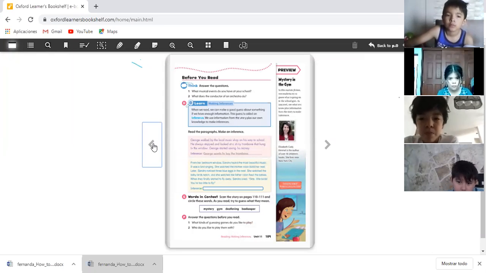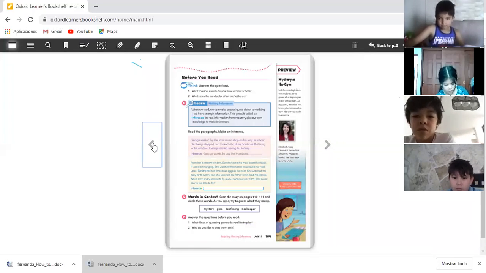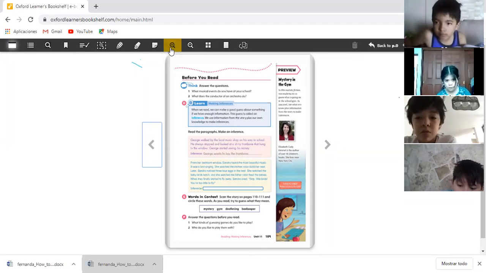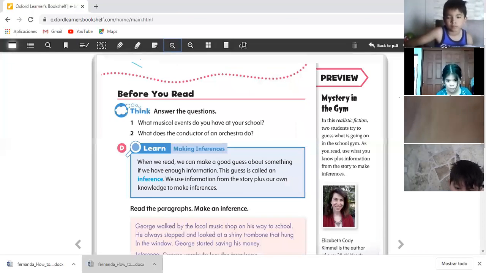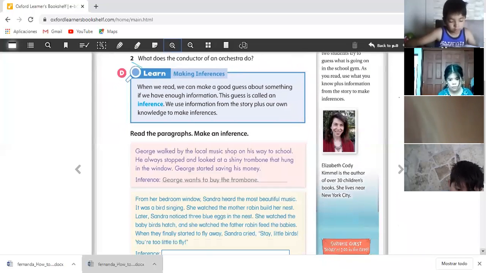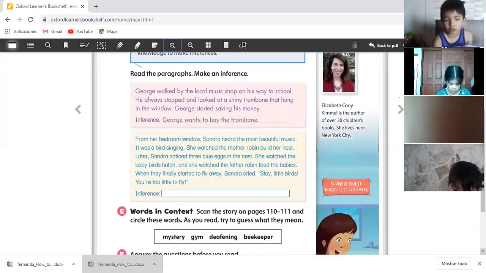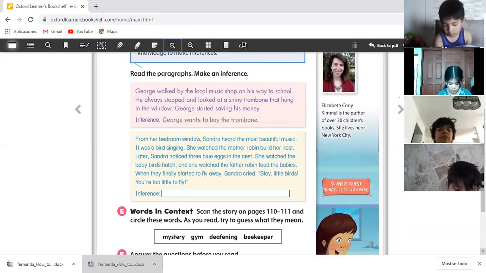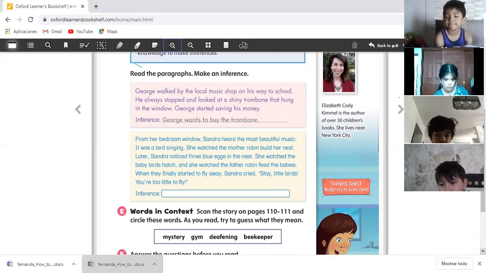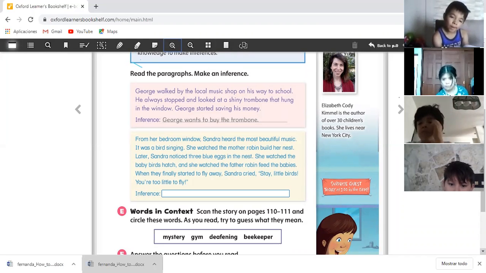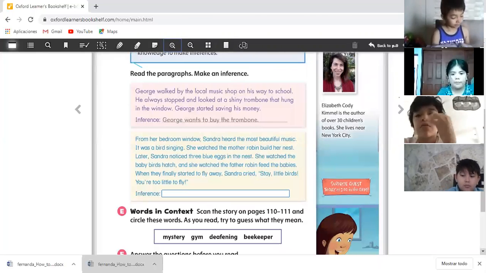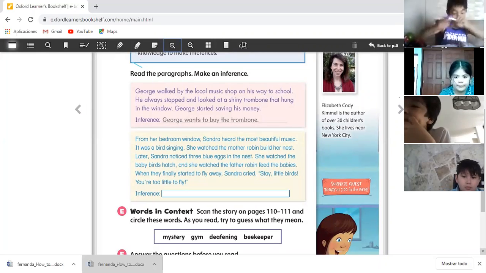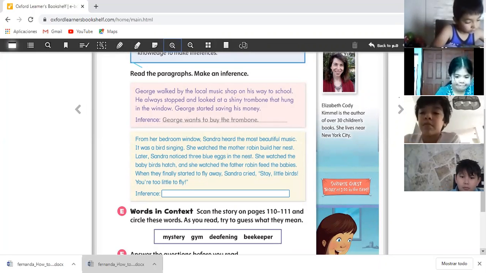Okay, making inferences. So let's read the paragraph and make an inference. Yes? Okay, right here. It says, oh, we have to go faster. Okay. George walked by the local music shop on his way. What page is it, teacher? 109. Yes. He always stopped and looked at a shiny trombone that hung in the window. George started saving his money. What is the inference? George wants to buy a trombone, okay?